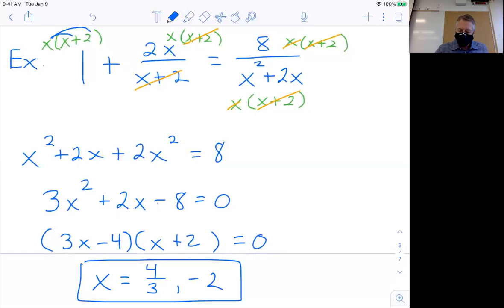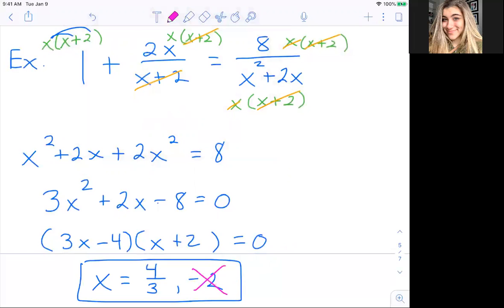However, hopefully some of you at home are saying, wait a second, we have an extraneous solution, because we do. So -2 is extraneous because that, of course, would make x plus 2 equal to 0. So we have to throw that out. So our answer is just 4/3.